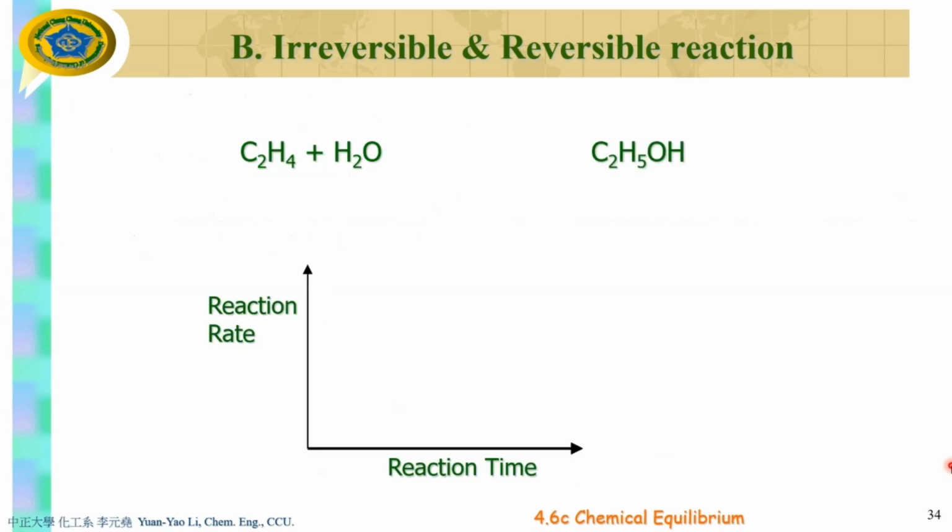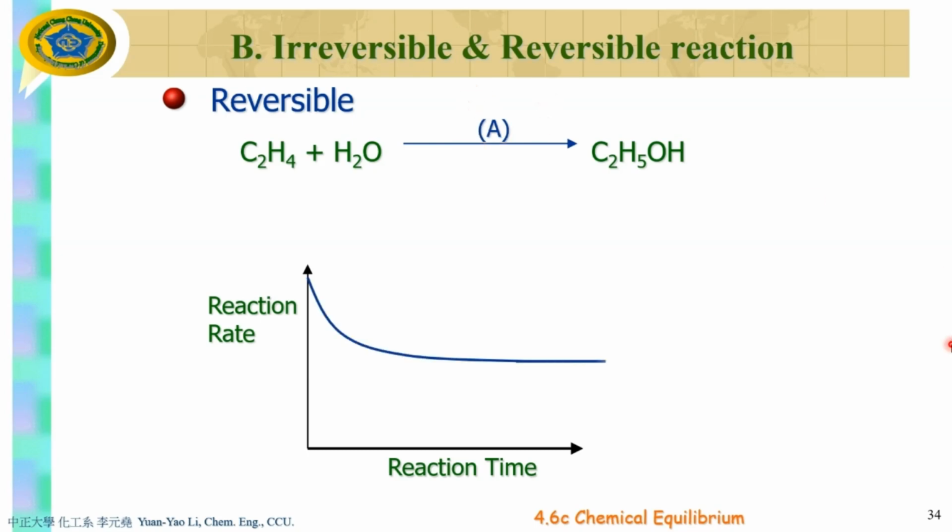How about reversible reaction? One example of a reversible reaction is C2H4 plus H2O become C2H5OH. Reversible means the chemical reaction can go from left to right, what we call the A path, or A direction, and it can also go from the right to the left, which is regarded as the B path.